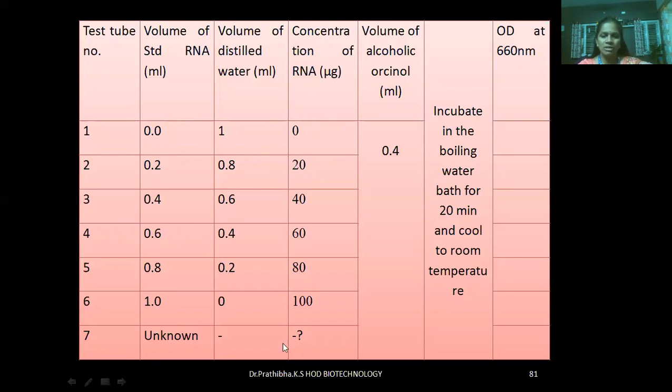Then for all the test tubes, including the blank and the unknown, you need to add 0.4 ml of alcoholic orcinol. Then incubate in the boiling water bath for 20 minutes. After 20 minutes, cool the test tubes to room temperature by exposing them to running tap water, or by keeping them in water in a beaker. You can keep all your test tubes. Then you are going to take the OD. The reaction will happen in the boiling water bath. The color development is what?